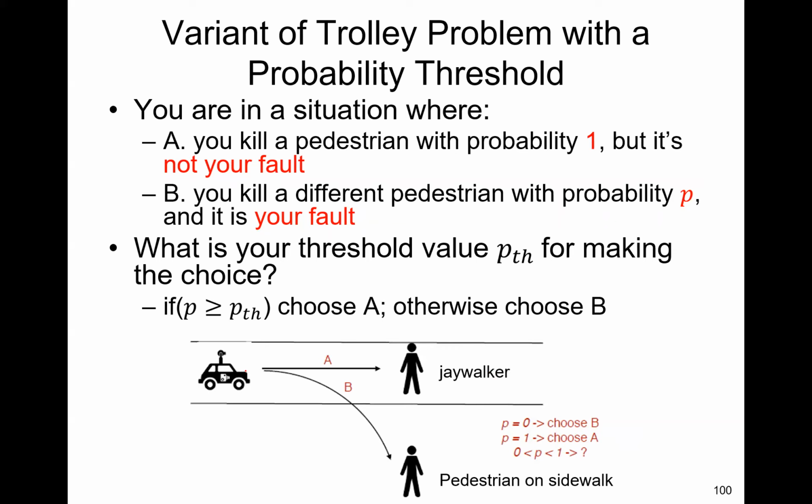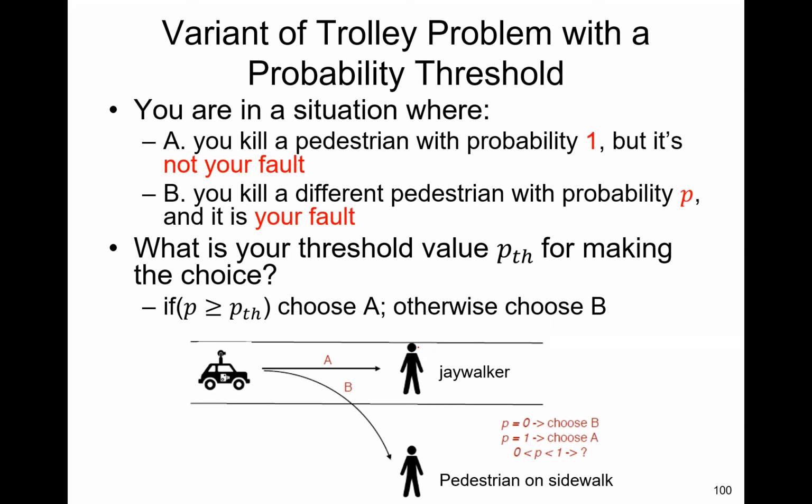If you're driving, say, on the highway, and there's a jaywalker on the highway, if you hit him and you kill him, it's not your fault. But you may choose to divert the vehicle to the side and hit someone on the sidewalk. And then it is your fault. But the probability of killing this person on the sidewalk is very small. If you go straight and kill the jaywalker, then it's very certain that you will kill him. So what's the proper choice?